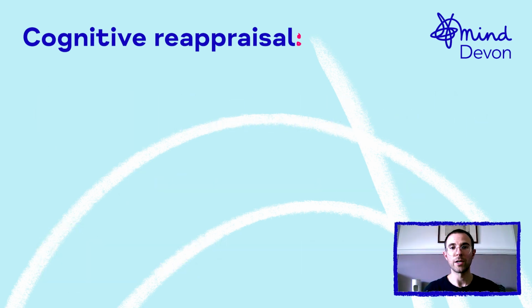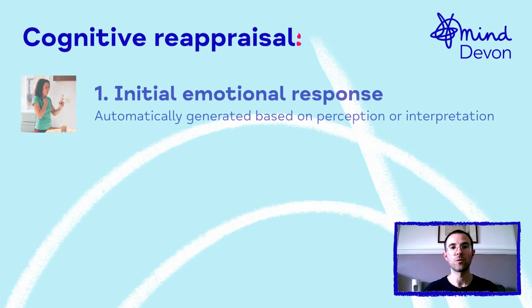Cognitive reappraisal can be broken down into 3 steps. 1. Initial emotional response. When we encounter a situation or event, our minds automatically generate emotions based on our perceptions and interpretations of that situation.